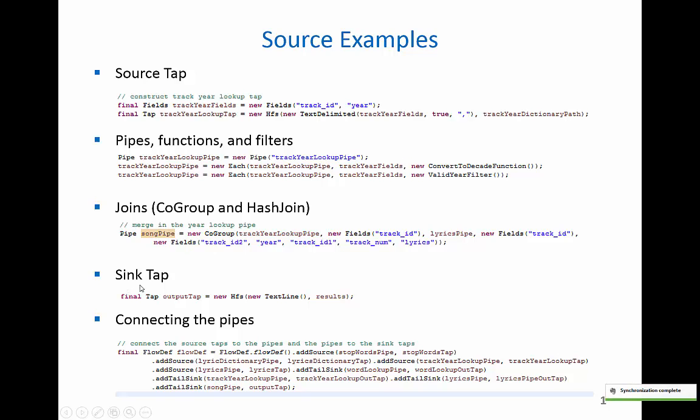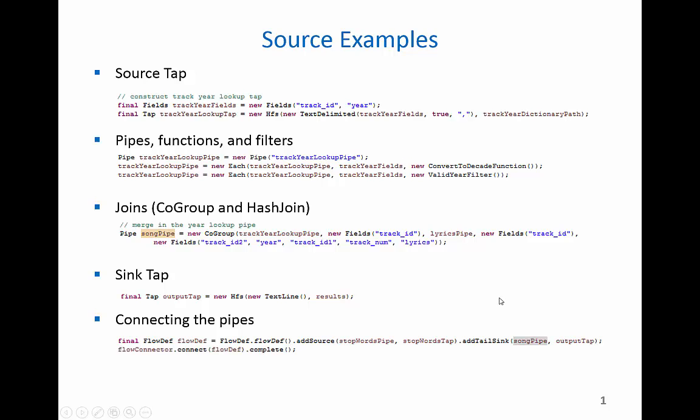Here I'm defining a sink tap. As you can see, it's very straightforward. Simply call the constructor on the default Hadoop file system and feed it a text line writer that will write tuples straight to the results file. And finally, we connect our pipes. Here we're defining a flow definition which couples our source taps to our pipes and finally our pipes to our sink taps. Once that flow definition is defined, we complete the job, which executes the flow.